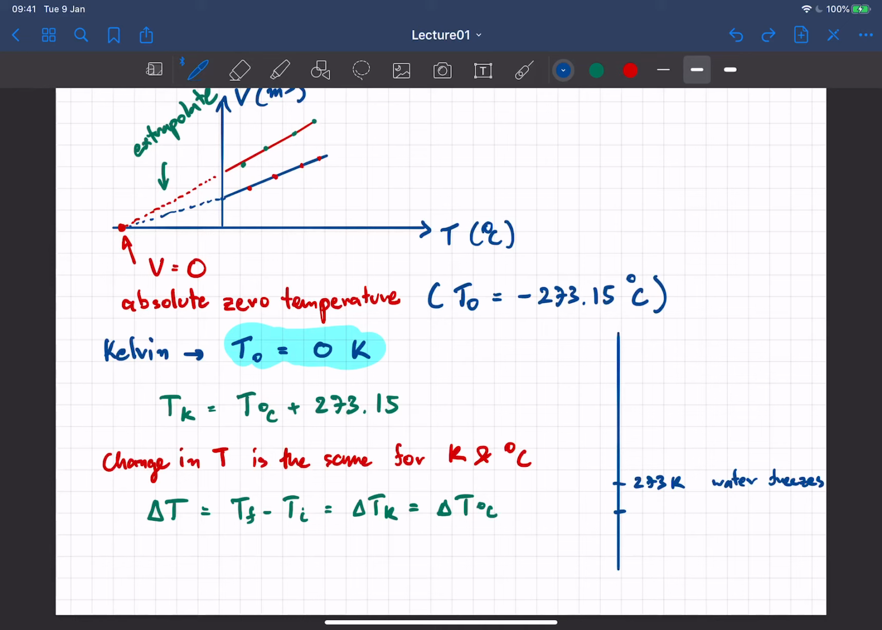So actually, let me quickly Google that. Dry ice is actually a solid form of carbon dioxide. That's the gas that you can make into an ice cube, but it's really cold. It's actually minus 78 degrees Celsius, so it's roughly about 200 Kelvin. That's dry ice. It's cold enough to keep your ice cream from melting.